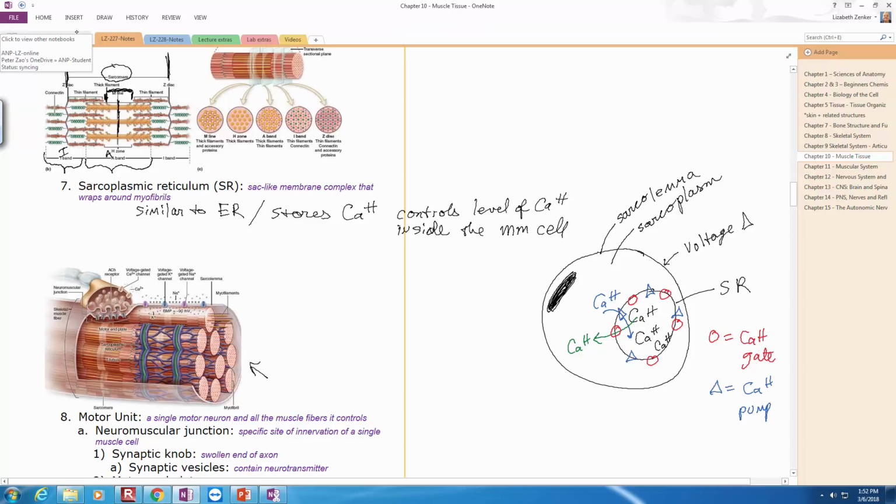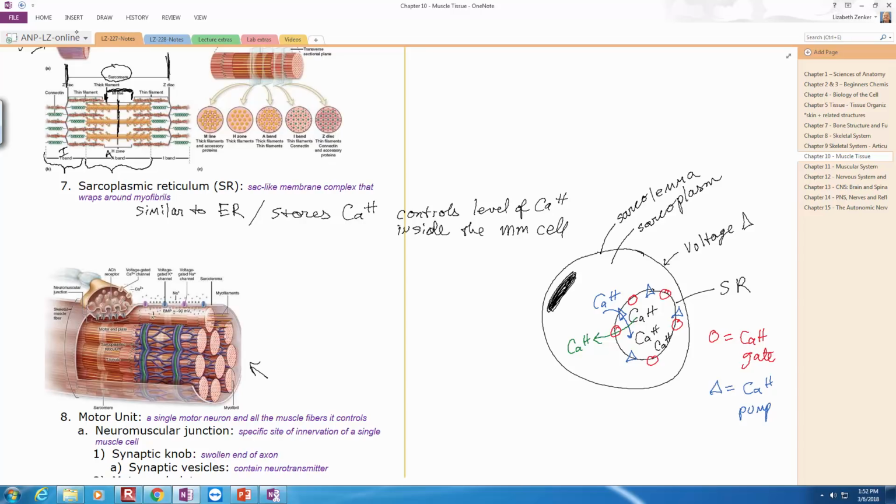Okay, but before we can pump calcium back in, we need to close the calcium gate first, right? Because if we leave the gate open and we're trying to shove calcium back in, it's just going to flow right back out. So how do we close the gate? We need that voltage change again to go back to what we would call a resting membrane potential. So it was a voltage change that allowed us to open the gate. In order to close it, we need to shut off that voltage change and put it back to normal.